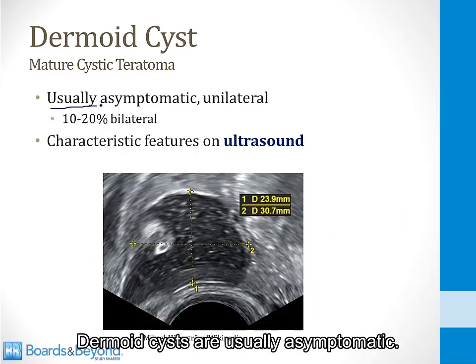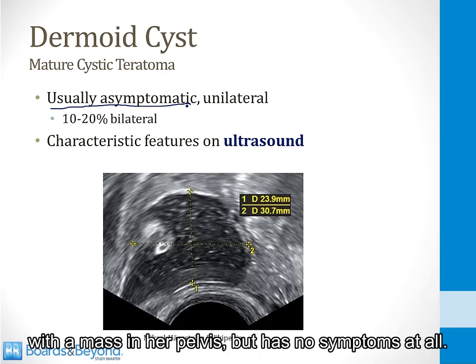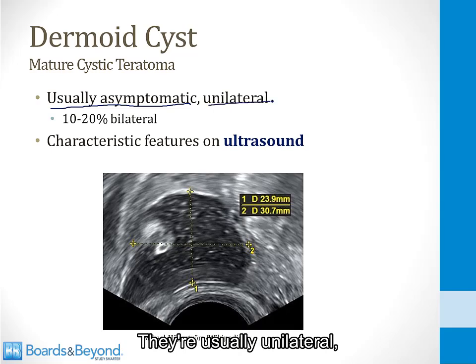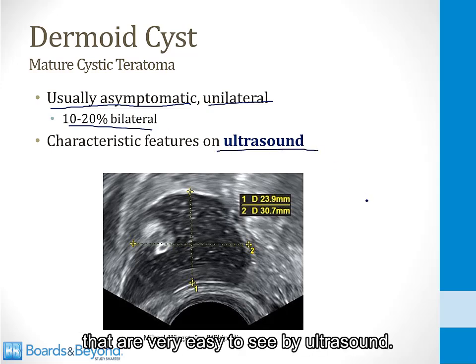Dermoid cysts are usually asymptomatic, so in a board question, this is most likely going to be described as a young woman or girl who presents with a mass in her pelvis but has no symptoms at all. They are usually unilateral, although in a small minority of cases they can be bilateral. And they're usually diagnosed by ultrasound because they have features that are very easy to see by ultrasound.